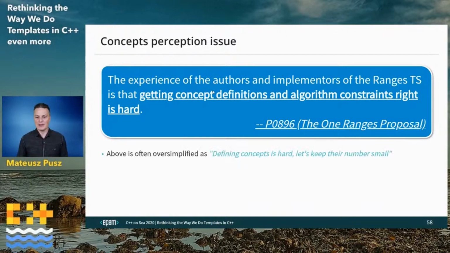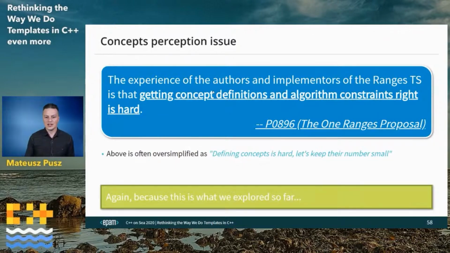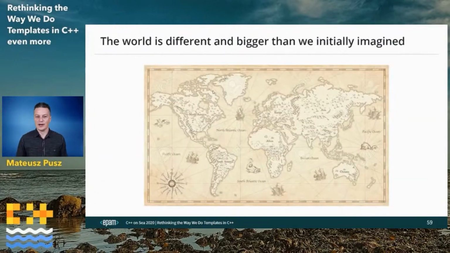That's why many people paraphrase this statement: defining concepts is hard. Let's try to keep their numbers small because it's something new. We don't have experience with it. And let's learn to use them correctly and make sure we are doing this right from the first time, because it's hard to change it later on. But again, this is what we explored so far because we have experience with ranges TS and range-v3 library. And maybe the world is bigger and different than we initially imagined, right?